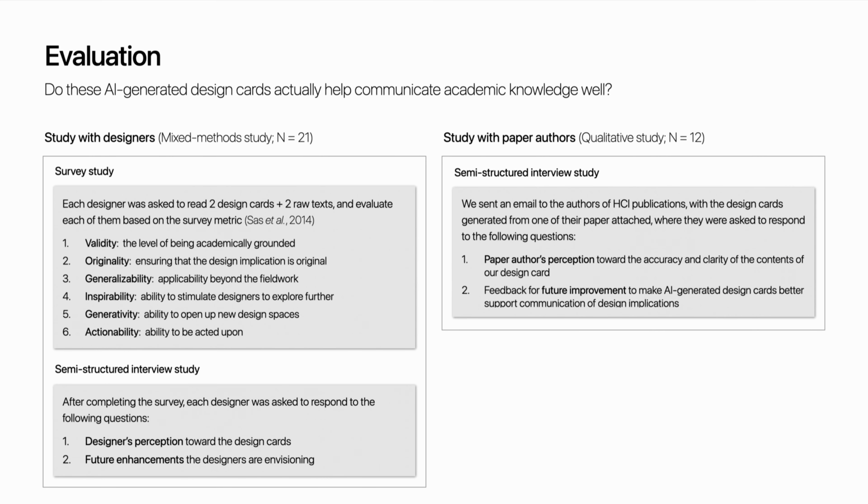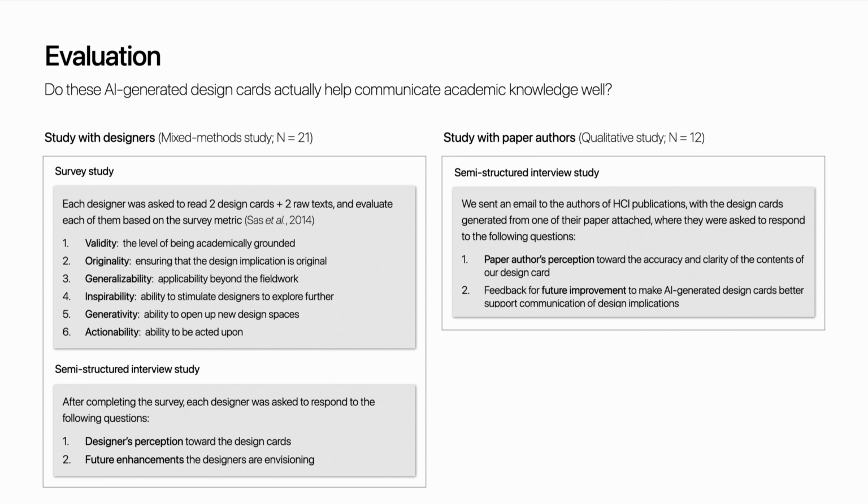In addressing our second query regarding the effectiveness of our AI-generated design cards in conveying design implications, we conducted a comprehensive study involving both designers and paper authors. The study with designers encompassed both interviews and quantitative surveys. Similar to what we did for our preliminary study, we chose 4 papers with design implications and created design cards. Then each designer was randomly assigned 2 papers and asked to evaluate both raw paper design implication text and design card, with the order randomized.